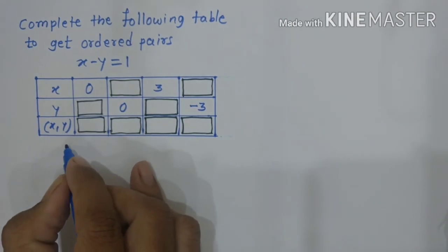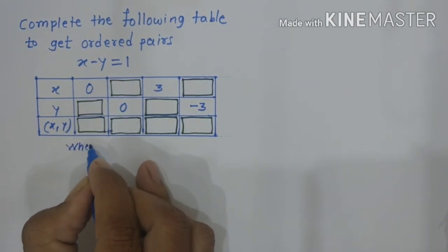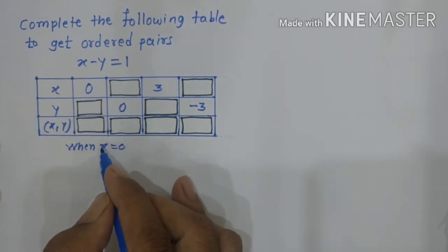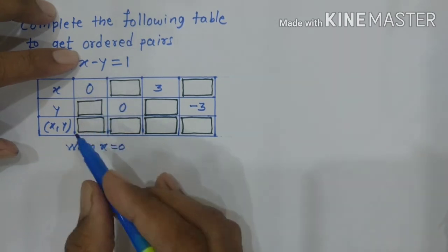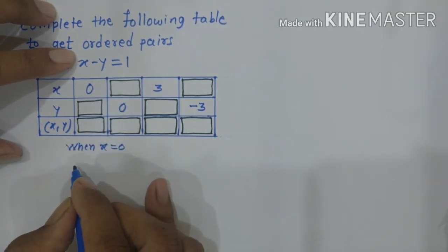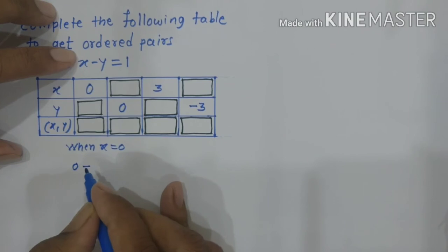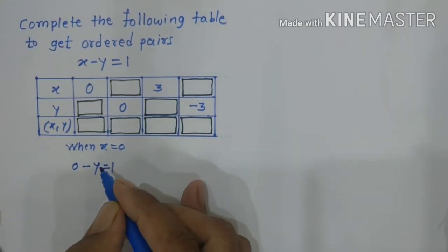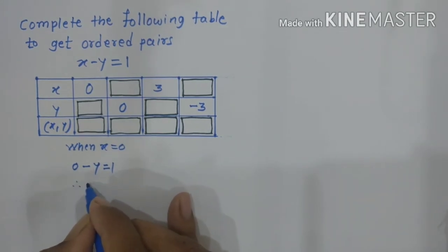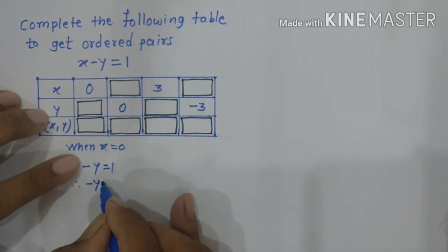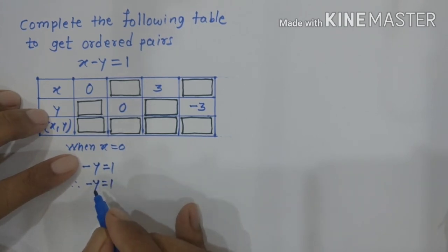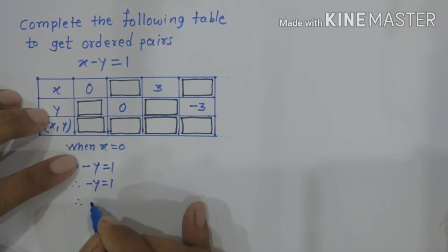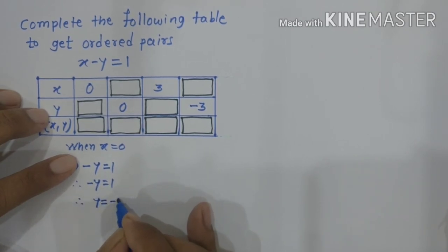So when x is equal to 0, put this value of x in the given equation. Therefore, our equation becomes 0 minus y equal to 1. Therefore, minus y is equal to 1. Now multiplying both sides by minus 1, therefore, the value of y is minus 1.